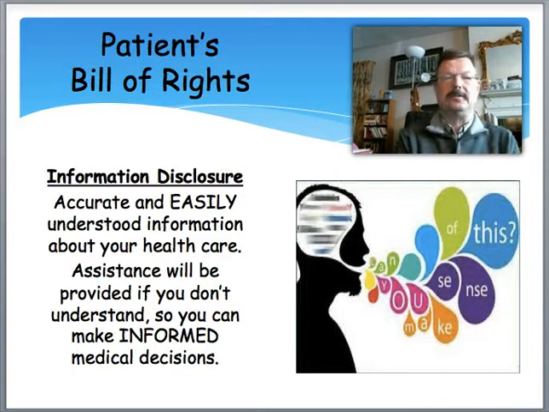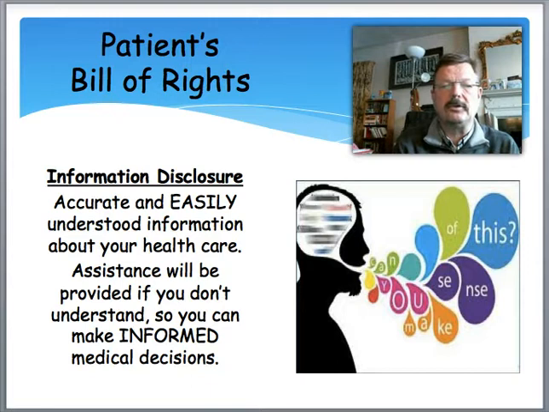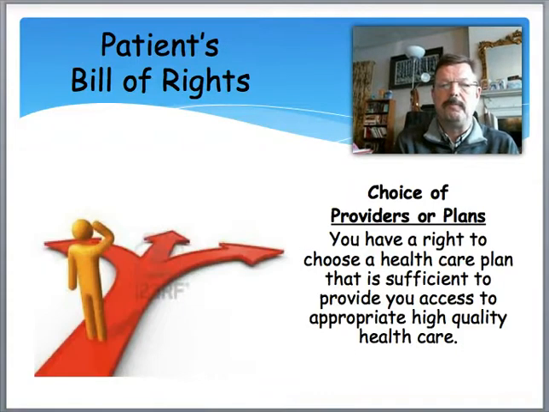Patient's Bill of Rights. Information disclosure. Accurate and easily understood information about your health care. Assistance will be provided if you don't understand, so you can make informed medical decisions. Choice of providers or plans. You have a right to choose a health care plan that is sufficient to provide you access to appropriate high-quality health care.